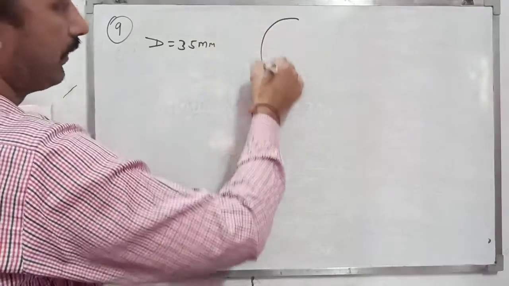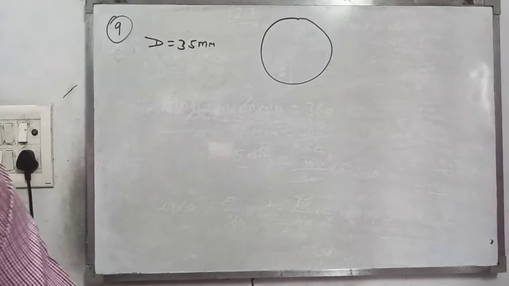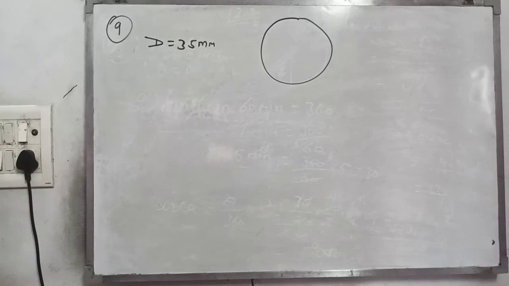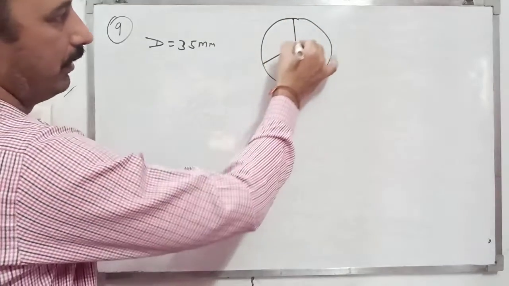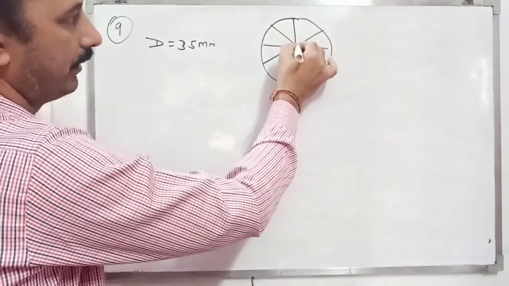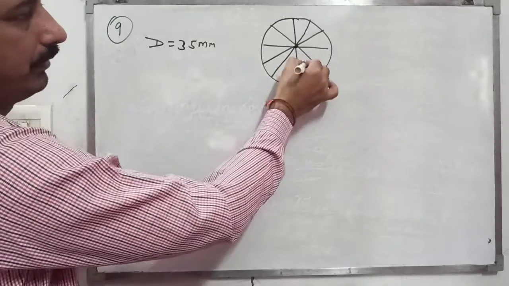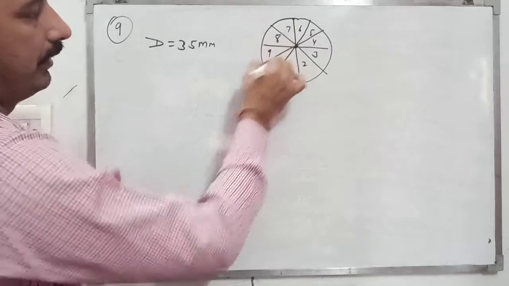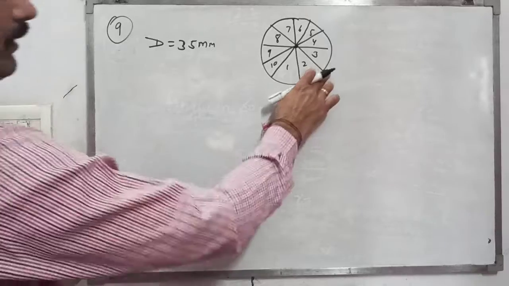He makes one circle with a wire, and the wire is also used to make 5 diameters. 1 diameter, second diameter, third diameter, fourth diameter, then the fifth diameter. So it becomes 1, 2, 3, 4, 5, 6, 7, 8, 9, 10. So 10 equal sectors are created by this.